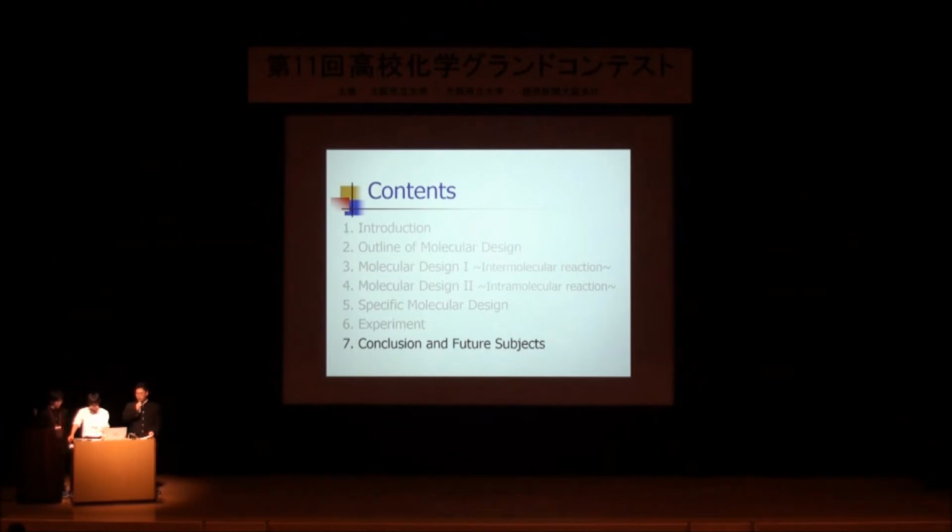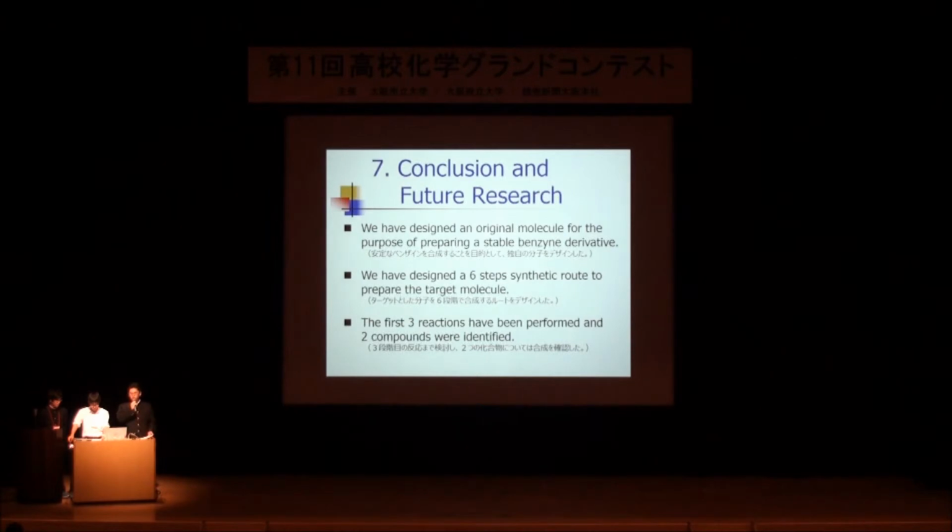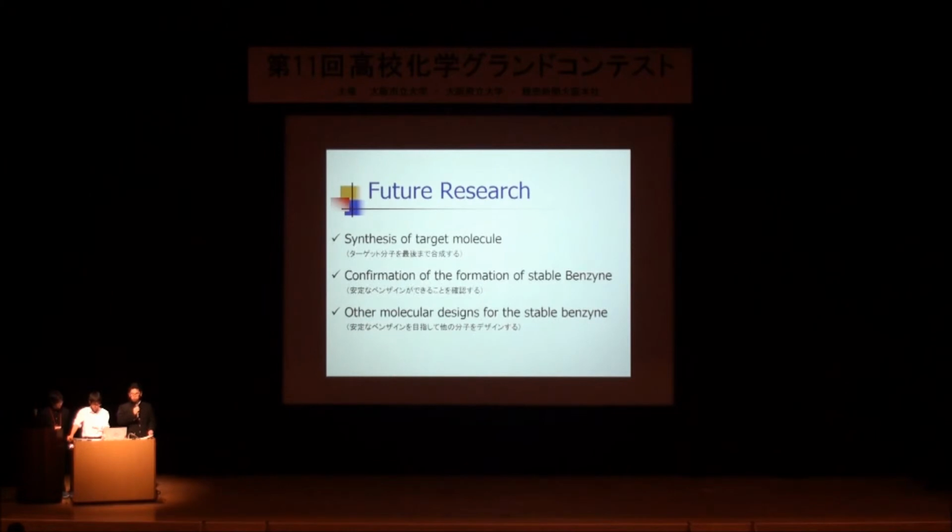Next, I'd like to talk about conclusion and future subject. We have designed an original molecule for the purpose of preparing a stable benzyne derivative, and we have designed a 6-step synthetic route to prepare the target molecule. The first 3 reactions had been performed, and 3 compounds were identified. As a future research, we will investigate the synthesis of a target molecule and confirm the formation of stable benzyne. If we don't isolate the target molecule, we will design another molecule for the stable benzyne.